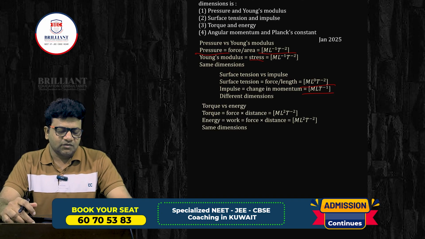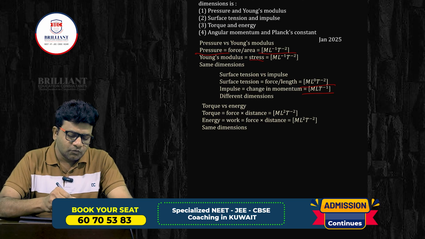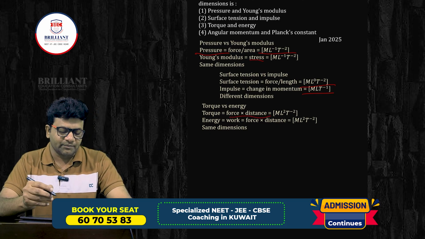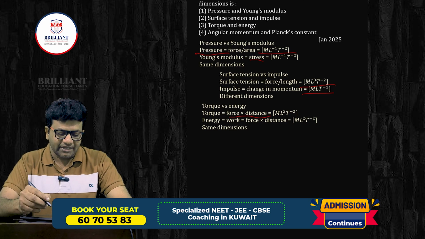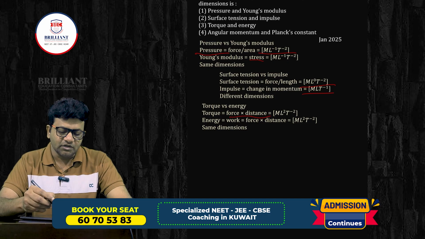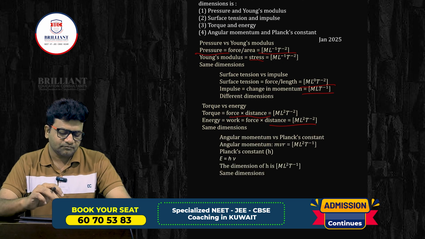Then the third one is torque versus energy. We know that torque is equal to force into perpendicular distance. By substituting MLT^-2 and L, we get ML²T^-2. Then energy, we know the dimension of energy is nothing but work, which is equal to force into distance, which is equal to ML²T^-2. So you can see ML²T^-2 and ML²T^-2, same dimensions.